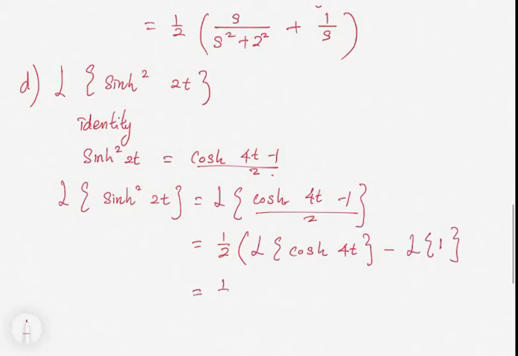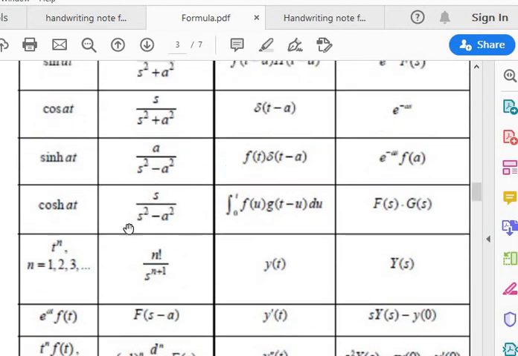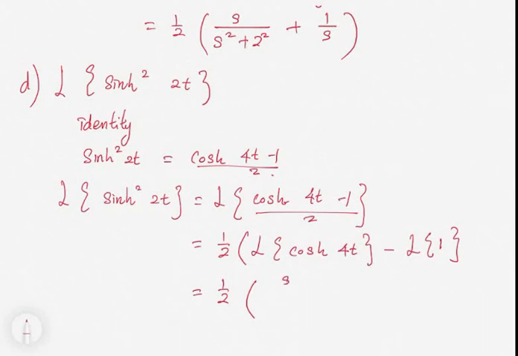So this is equivalent to half cos 4t, which is, okay, you check again the formula for the cos. It's s over s squared minus a squared. A squared is 4, so 4 squared, minus 1 over s.